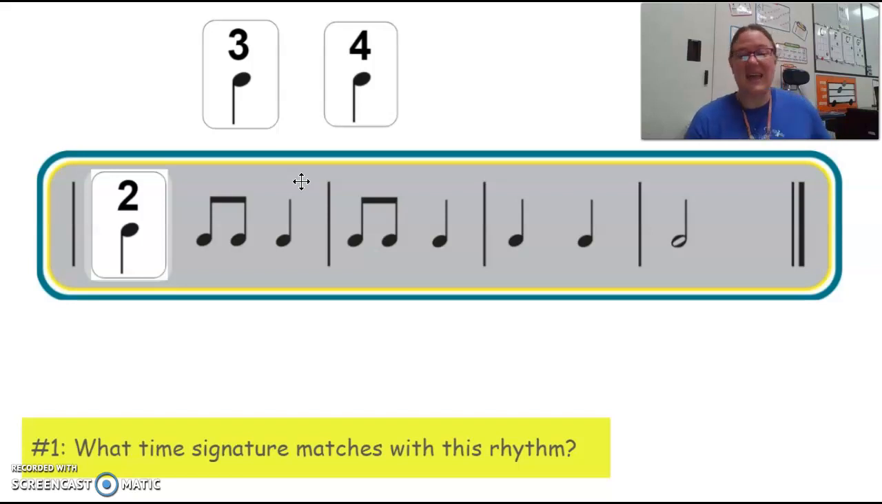Let's go ahead and say and clap this rhythm together. Ready, go. Ti, ti, ta, ti, ti, ta, ta, ta, ta. Great job figuring out your first time signature. Let's try another one together.